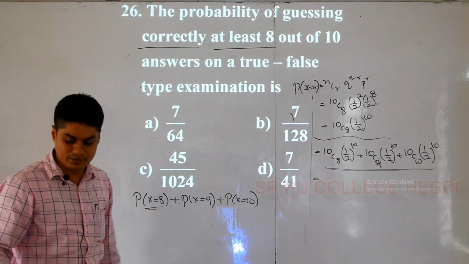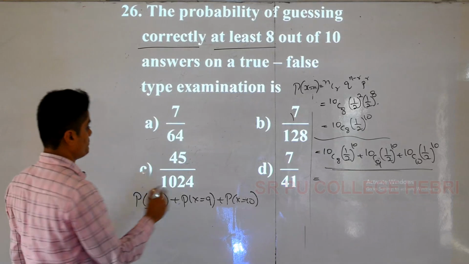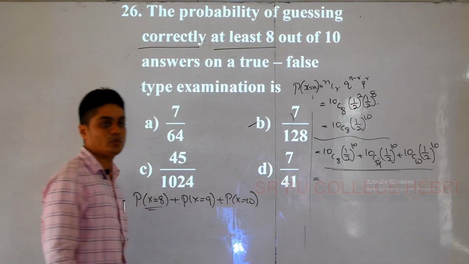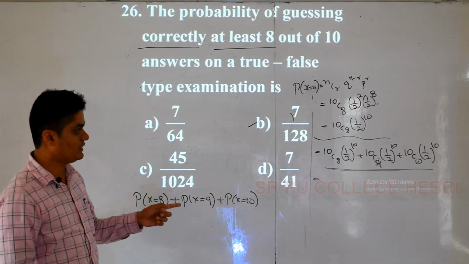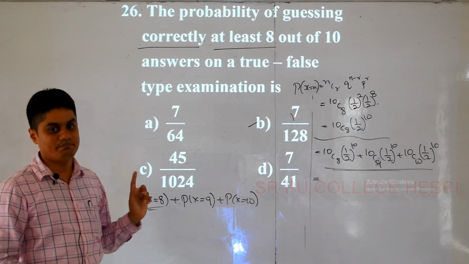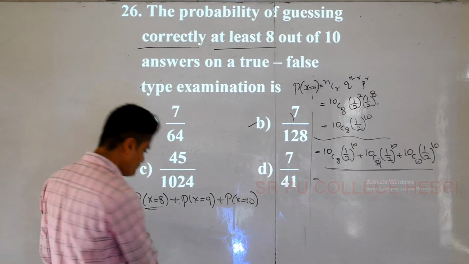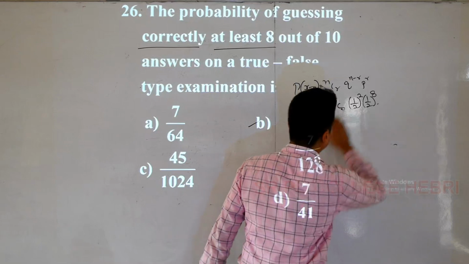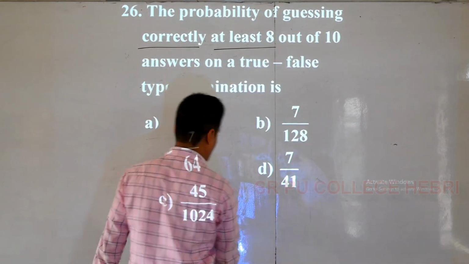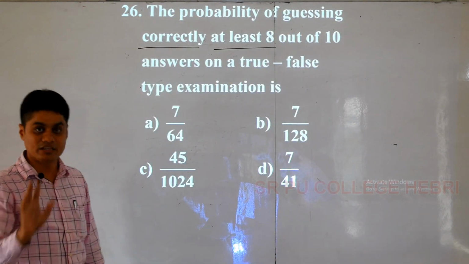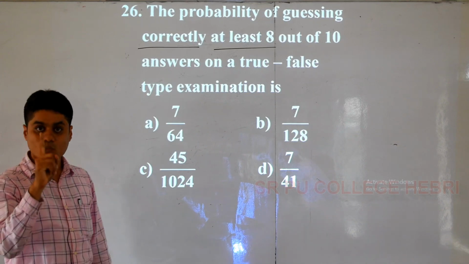Okay, so the answer to question number 26 is B. 7 by 128 you will get. This is your work to get this answer, and please practice to solve this simple problem within 1 minute. Remember that this will be considered as a level 1 question only. Please remember that it's a level 1 question, so you have to solve it within 1 minute.